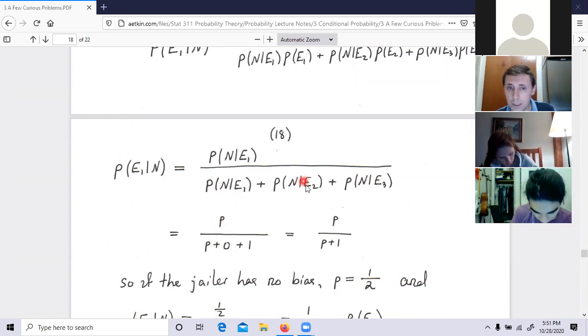Here there is no choice, right? Because prisoner 2 cannot be named if he is the one executed. And if prisoner 3 is executed, there is also no choice. He has to name prisoner 2. So it's P over P plus 1.